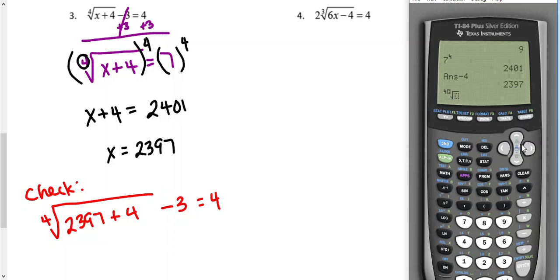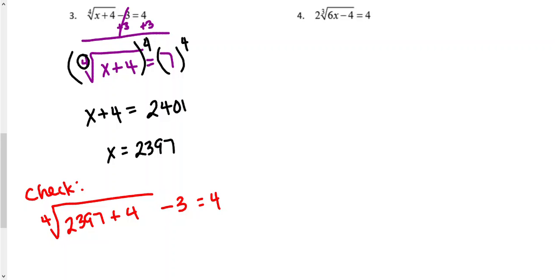We now are taking a 4th root of, and then we just type it in. So 2,397 plus 4. Now be careful here. That's all that should be under our root. So we need to arrow out and then type in minus 3. Enter, and it equals 4. So I'm good. So my answer is x equals 2,397.